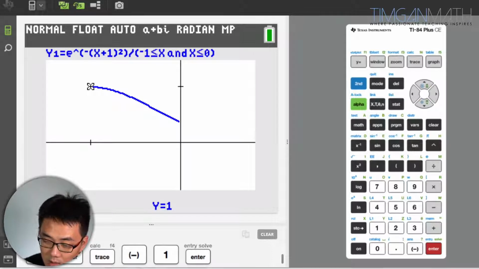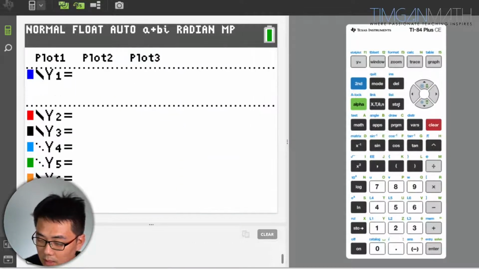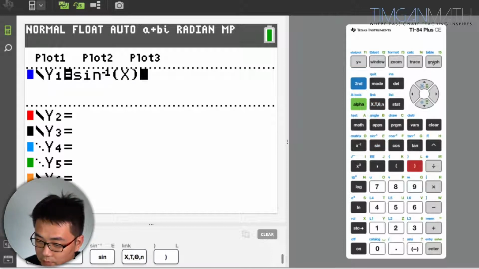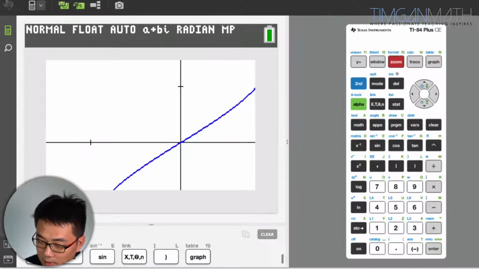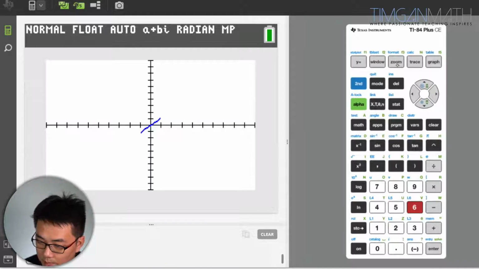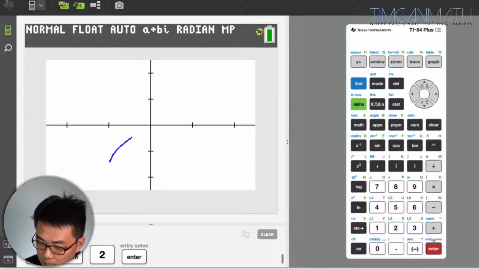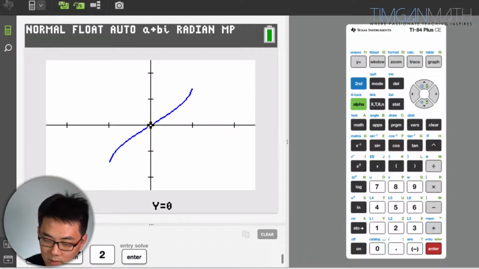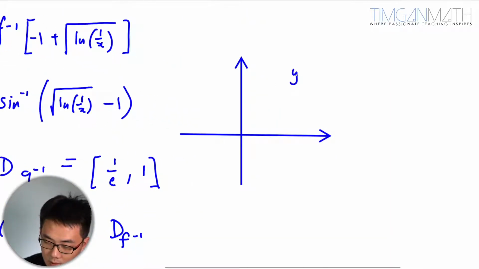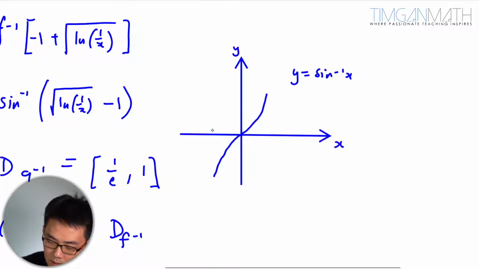I don't want to introduce too many inverse functions here, so I'm just going to use this graph. Let me zoom in a bit and draw it out. So y equals sine inverse x. It looks like that. This is minus 1, this is 1, this is pi, and this is negative pi.